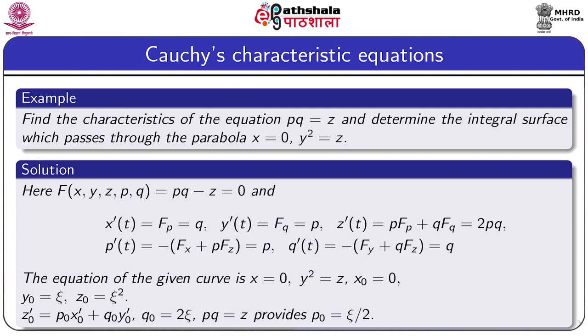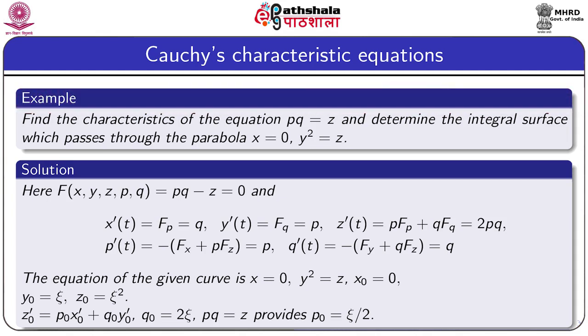Now, we shall take one example to make the concept more clear. We have to find the characteristic of the equation pq equals z, and we have to determine the integral surface which passes through the parabola x equals 0, y square equals z. So, here capital F, that means the given equation, is pq minus z equals 0.